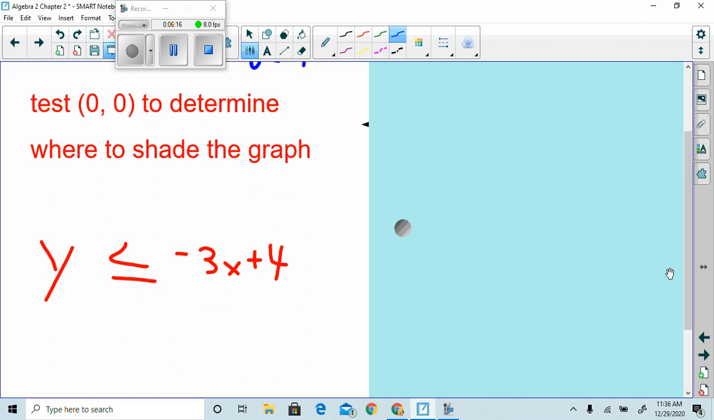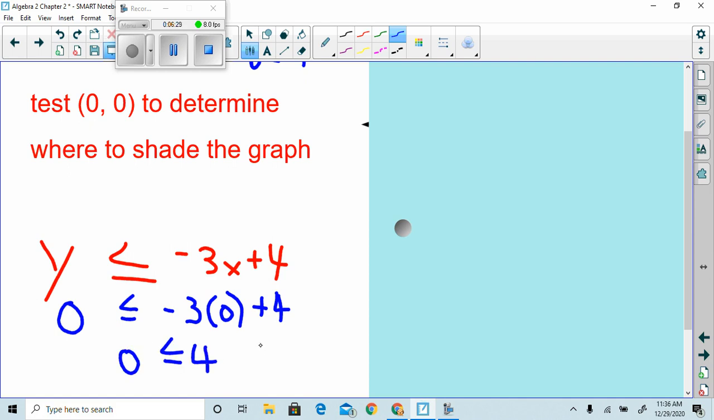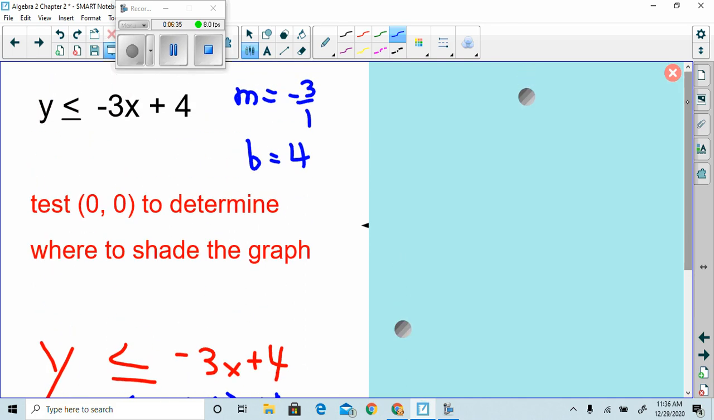I'm going to be testing out 0, 0. 0 is less than or equal to, and then I'm replacing this into the inequality. And this says that 0 is less than or equal to 4, which is another true statement. If it's a true statement, then I'm going to shade with the origin. Let's take a look at my graph.